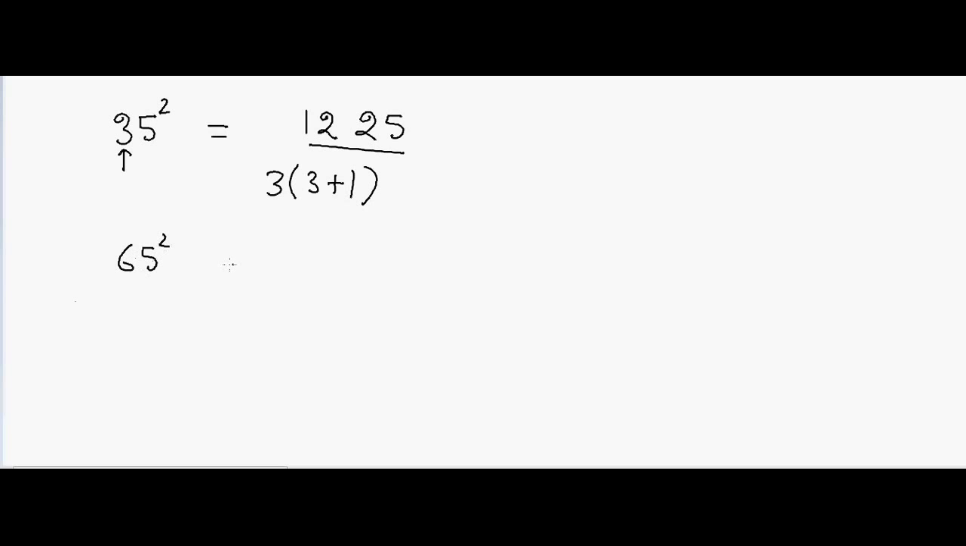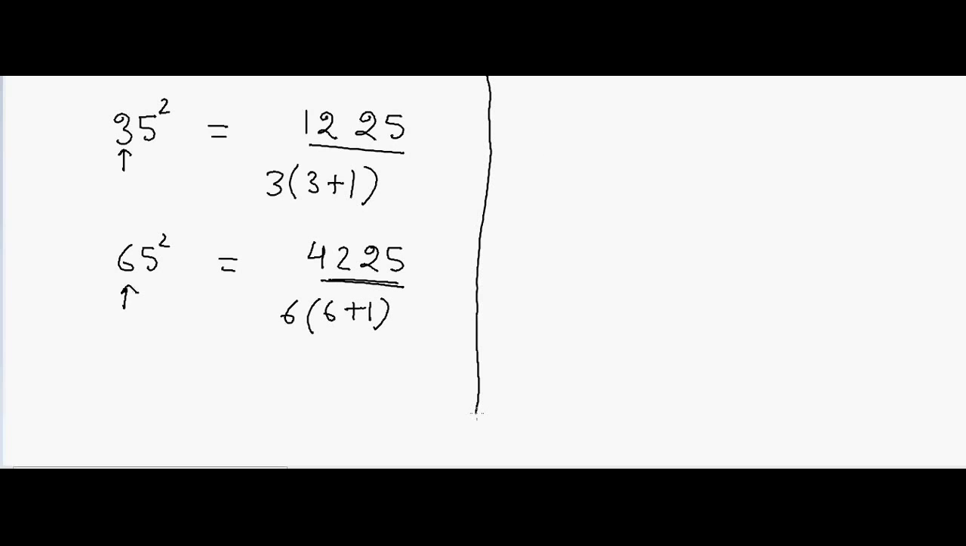So another example, if I have 65 square, in that case I have to write 25 and then I'll take 6. So multiply 6 by 6 plus 1, that will be equal to 7. 7 into 6 is 42. So the answer is 4225.